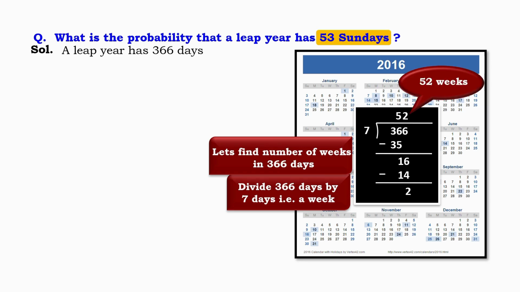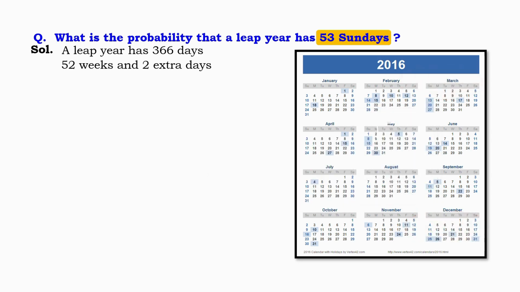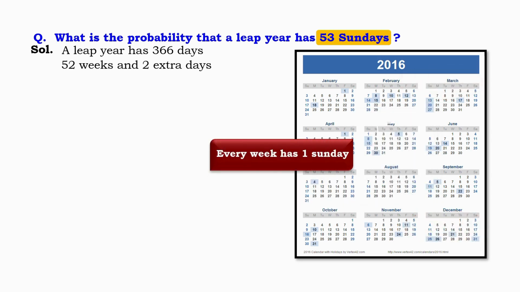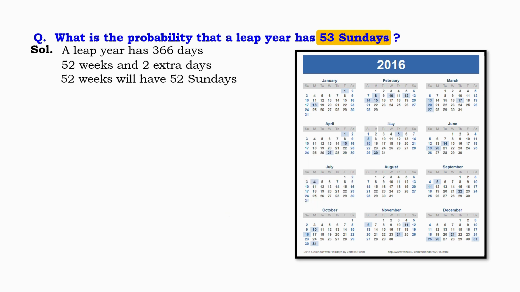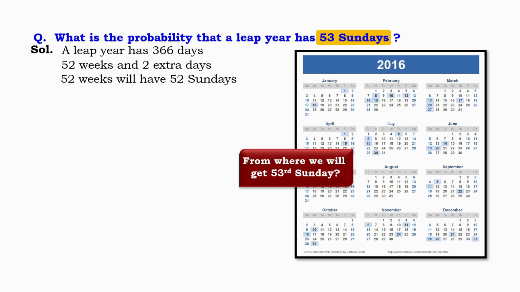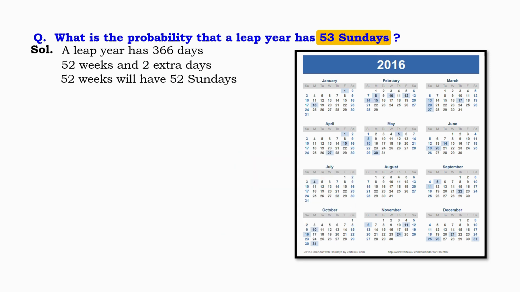So there are 52 weeks and 2 extra days. In 52 weeks, in each week we have one Sunday, so in 52 weeks we will have 52 Sundays. Now from where will we get the 53rd Sunday? From the 2 extra days, right? The 2 extra days may give us an extra Sunday, that is the 53rd Sunday.